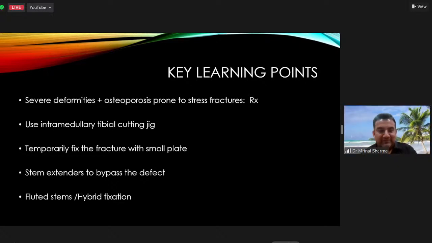Sir, key learning points are there for the youngsters. So osteoporosis needs to be taken care of. These severe deformities have stress fractures. We can use intramedullary tibial cutting jigs and temporarily fix the fracture with a small plate. And you can use stem extenders to bypass the defect. And fluted stems with a hybrid fixation should be used.